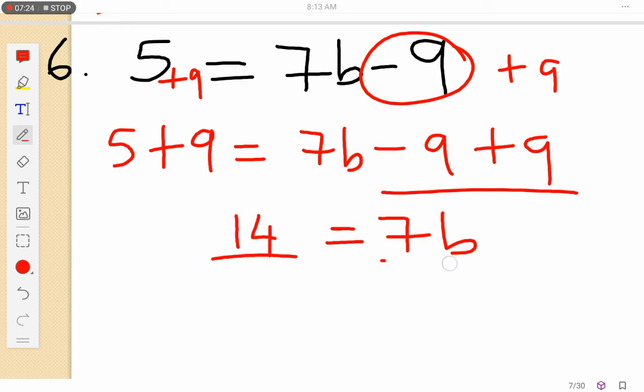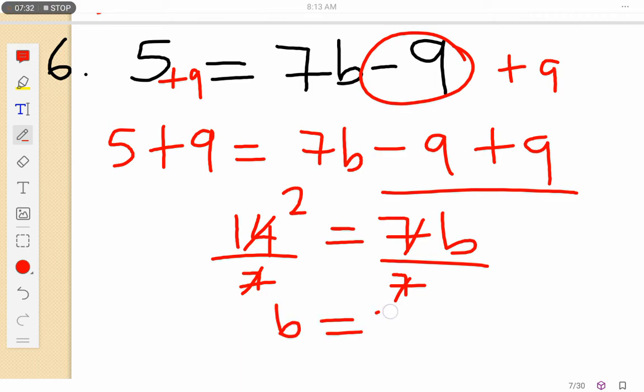Let's divide both sides by 7. This side, they cancel each other off. 7 into 14 is 2 times. So our b is equal to 2. Let's substitute into the equation. We are now checking our answer to see if it's correct. We are substituting into that to see if we get a 5 there.